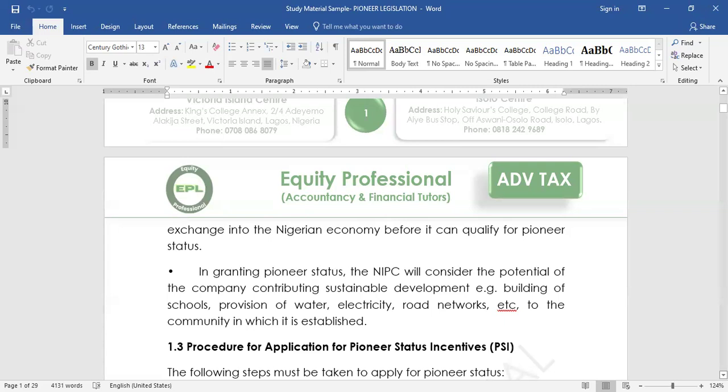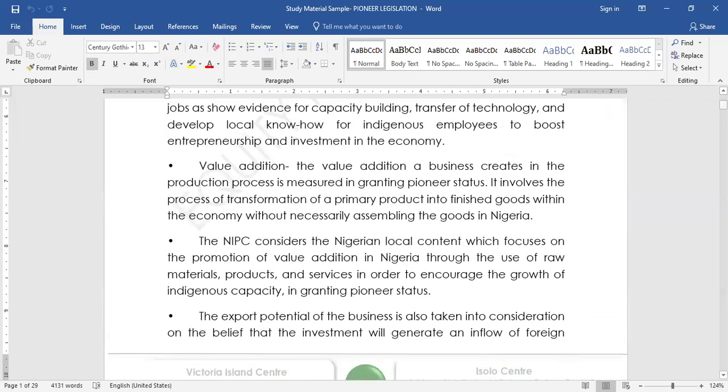So we have 5 considerations or 5 factors to be considered for a company to qualify for a pioneer status. I've mentioned them: employment generation, local content of raw material, export orientation, sustainable development, and the other one is value creation.